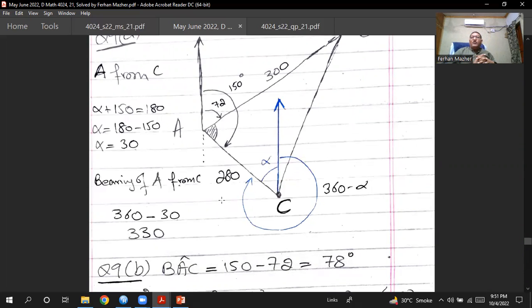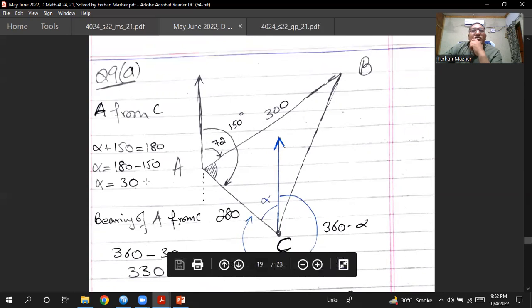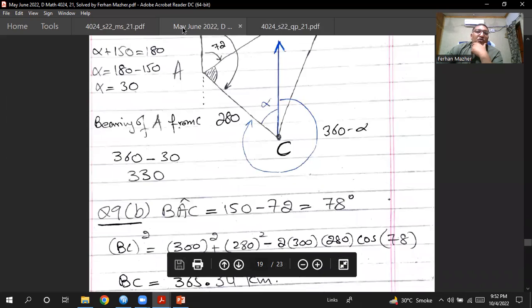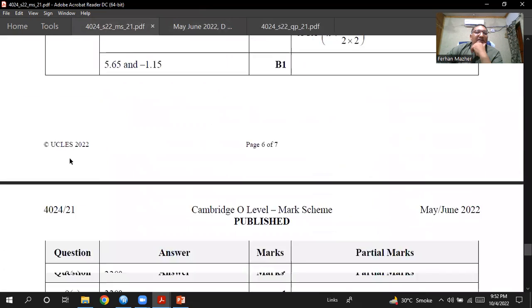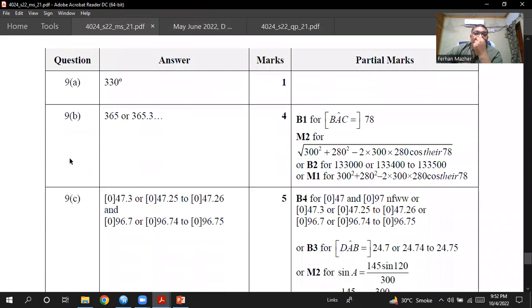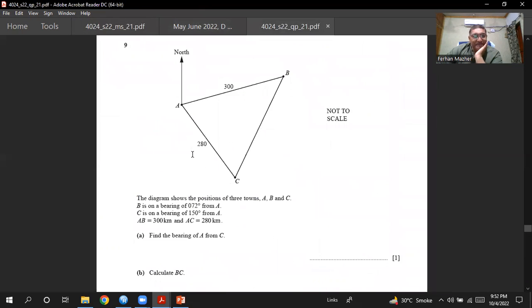The first method, I told you that if you know the forward bearing, the bearing of C from A is 150, the backward or reverse bearing you can find very easily. If the forward bearing is less than 180, add 180 to that forward bearing to get the reverse bearing. So you can use any method. It's up to you. So our answer is 330. So let's check. 330 degrees is the right answer, sir.